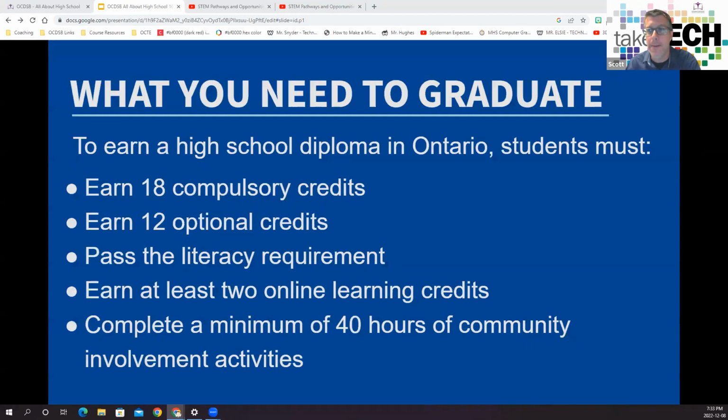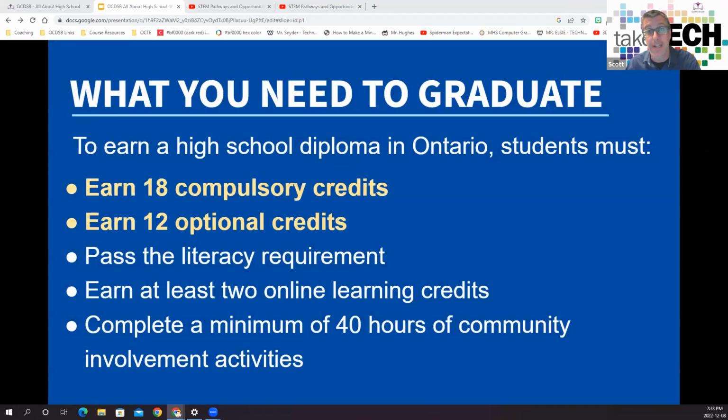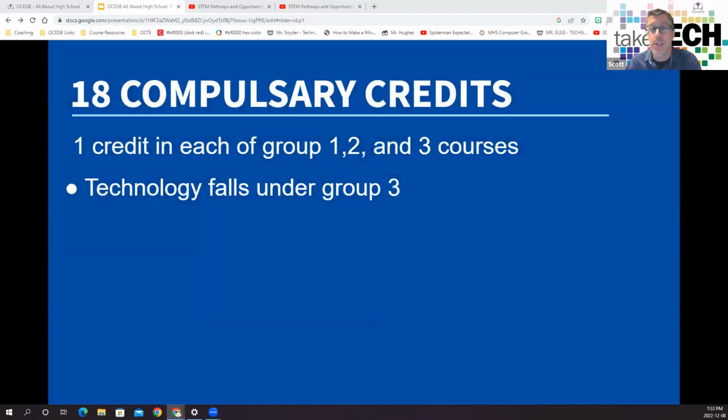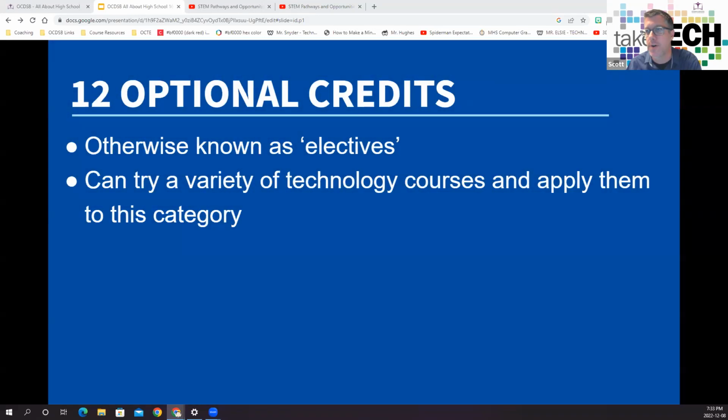So how do these courses fit in? Again, I'm going to fly, folks, because I took longer than I expected. In high school, you have 18 compulsory and 12 optional credits, where students get to choose. You need to take courses in each category. Technology falls under group 3. So if you take a technology course, you satisfy the group 3 category, which is compulsory. After that, they fall into the elective category. So you can continue on in trades and technology, earning your optional credits, where you need 12. So that's where technology falls in.